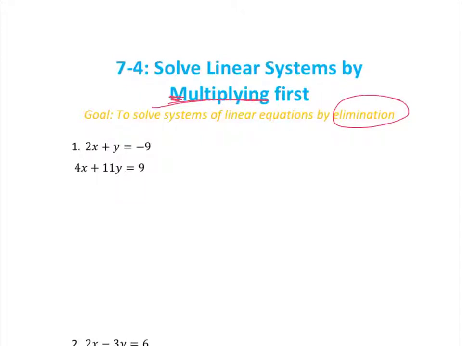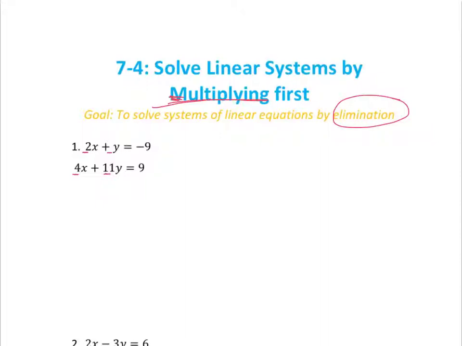All right, so you could obviously do this equation without any problem using substitution or using graphing, right? But for the sake of learning this, we're going to learn how to do it with elimination, multiplying first. We see that the reason we can't eliminate right now is because we have 2x and a 4x and a 1y and an 11y. Because of that, we can't add or subtract in any way that's going to allow us to eliminate anything.